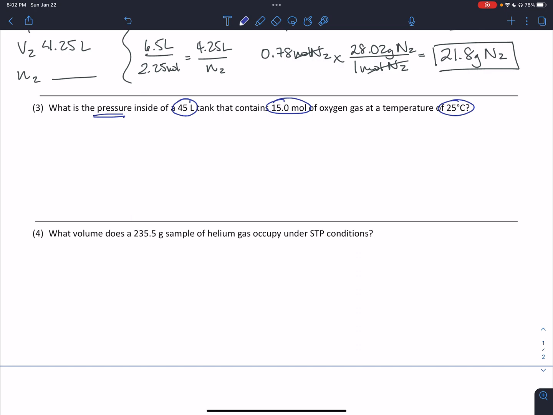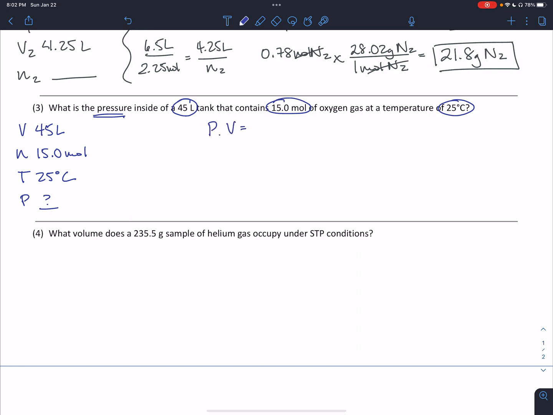All right, so this problem is going to be different because I don't have 2 volumes or 2 amounts or 2 pressures. I have a volume, I have moles, I have temperature, and I'm asked for pressure. So when I list out what I know, 45 liters, 15 moles, 25 degrees Celsius, pressure is my unknown. Hopefully you'll recognize that this is going to be an ideal gas law problem because we have 1 volume, 1 amount, 1 temperature, and we're asked for the pressure. So that means I need the ideal gas law.